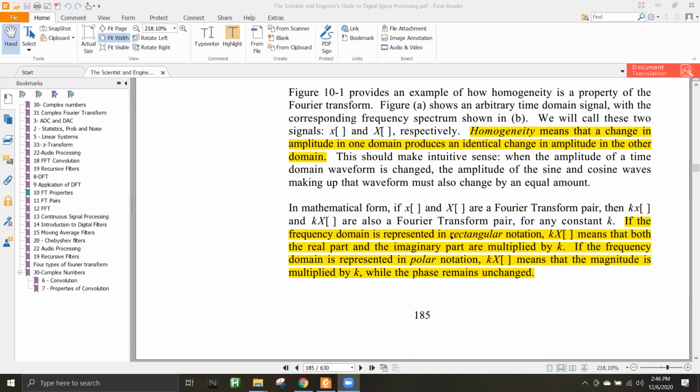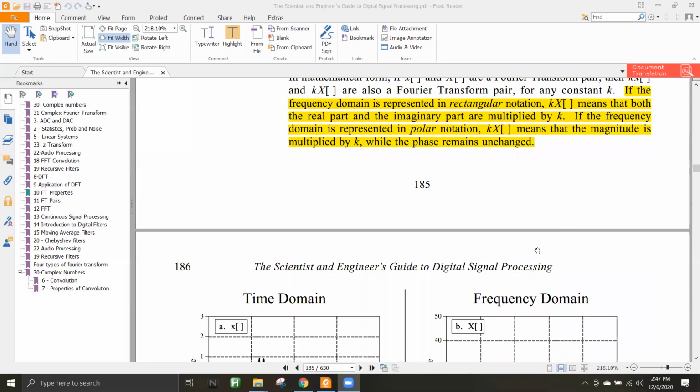If the frequency domain is represented in rectangular notation, there is kx. In that case, kx would be equivalent to each of the real and imaginary parts getting multiplied by k. If the frequency domain is represented in polar notation, k would not get directly multiplied to each of the values, because you have two things now: magnitude and phase. In that case, only the magnitudes would get multiplied by k, while the phase would remain unchanged.